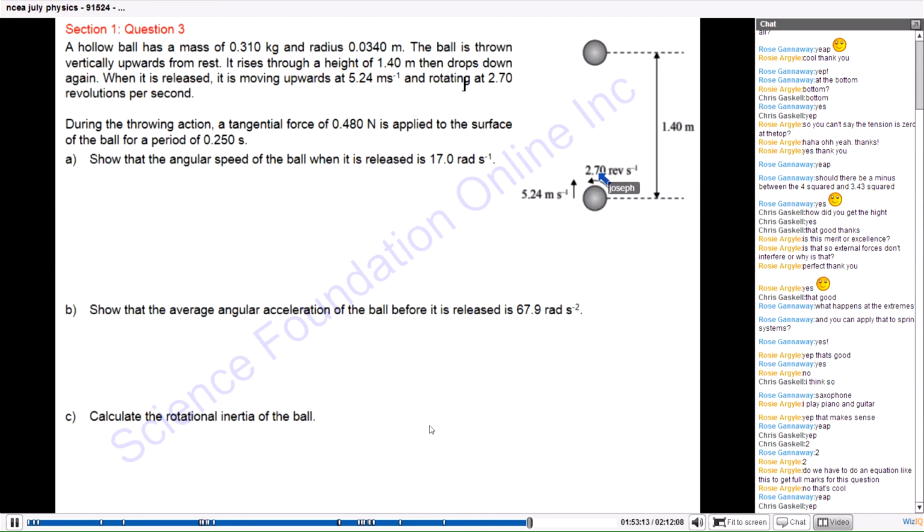And rotating at 2.70 revolutions per second. So that is its angular velocity, 2.70 revolutions per second. And this is its linear speed, which is 5.24 meters per second. That's linear speed, and that's angular speed or angular velocity. During the throwing action, a tangential force of 0.480 newtons is applied to the surface of the ball for a period of a quarter second. Show that the angular speed of the ball when it is released is 17 radians per second.